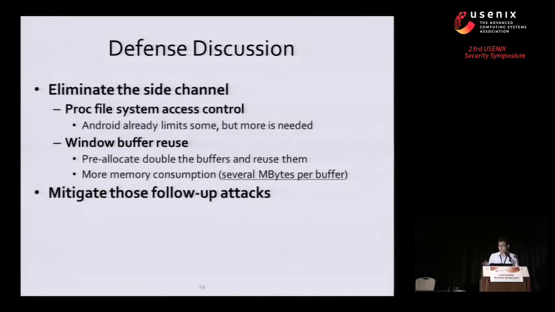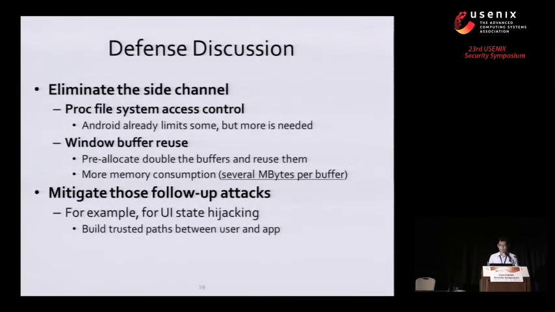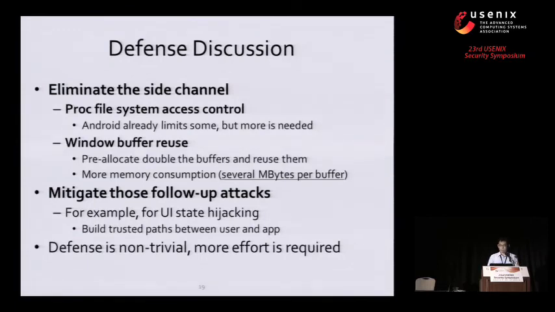Another direction for defense is to mitigate those follow-up attacks, for example the UI hijacking attack. One idea is to build a trusted path between the user and the app so that we can defend against those phishing attacks. But for these ideas, we think more effort is definitely needed to investigate their effectiveness, because most of them require significant changes in the system, which may affect backward compatibility and functionality.